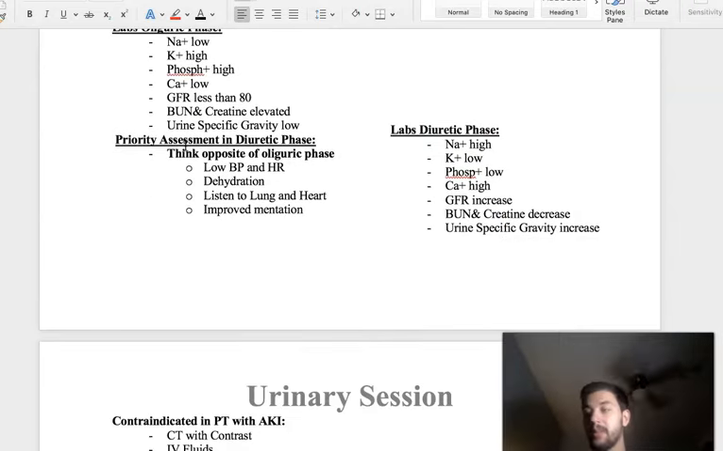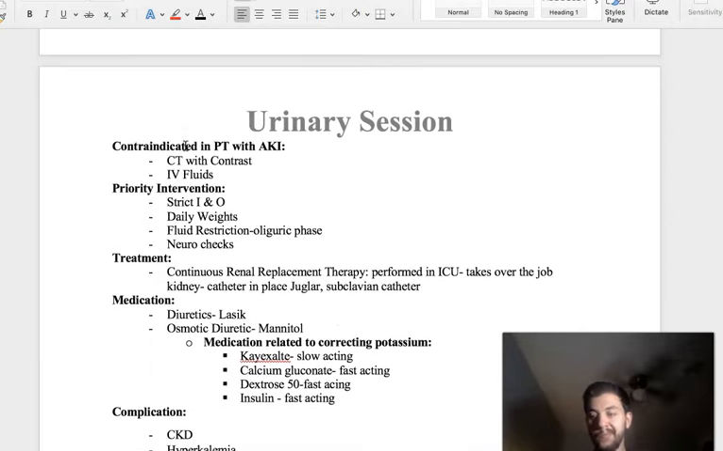Priority medications, remember all that. Remember Kayexalate to lower the potassium. Remember the daily weight. Make sure you have the daily weight before and after. Every day, every day.